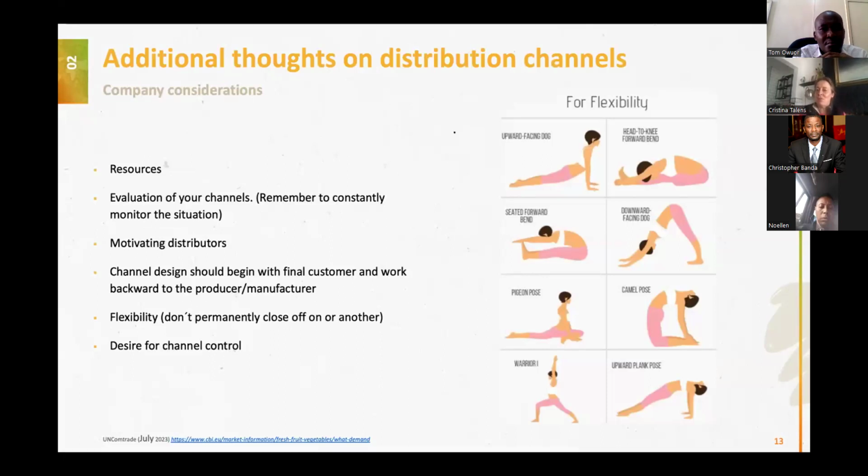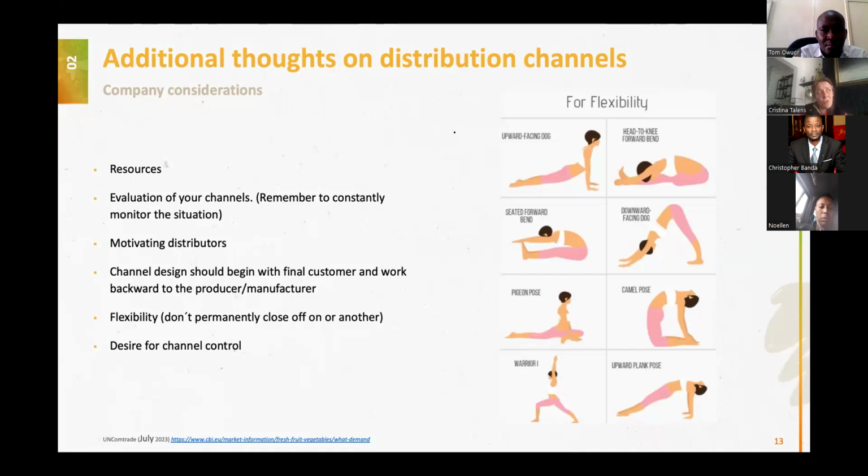Some additional thoughts. What we would say is don't close any doors when it comes to distributors or companies that are going to share your product. Be flexible, okay? Think about the resources that you have available to you. And as Christopher said, focus on what you do and what you do best.